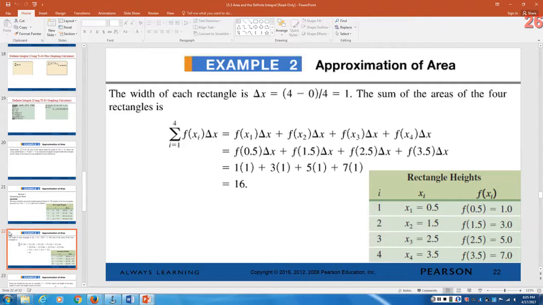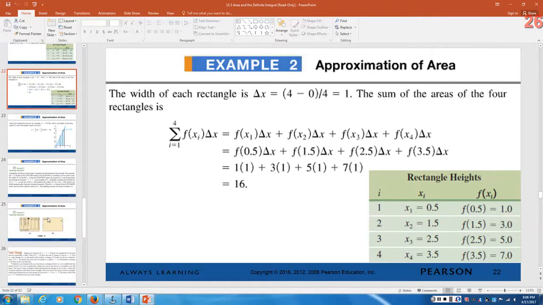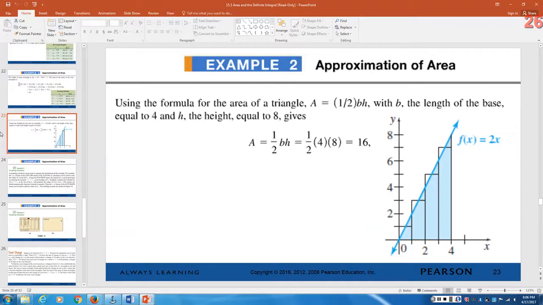And it turns out that the summation of the areas gives us 16, which is what the geometry formula says it's supposed to be. So it works in a case where we actually can check it by doing the geometry formula. We don't usually have geometry formulas for things like normal curves. So there's a much better picture of what I was trying to show you.